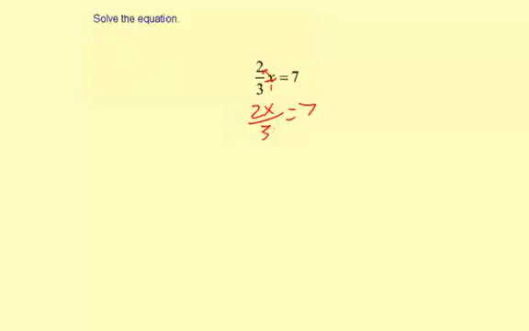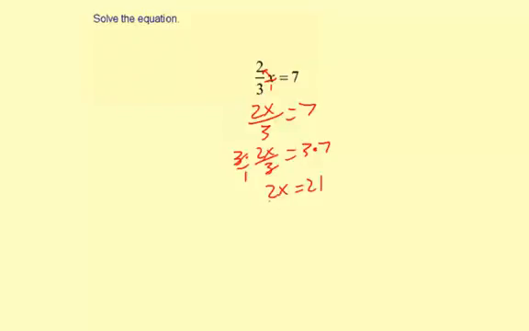So then there are two steps to solving. The first step is you want to get this divided by 3 away from the 2x. So what you do is you multiply both sides of the equation by 3. So it's 3 times 2x over 3 equals 3 times 7. And then this 3 divided by 3, those cancel out. So then you have 2x equals 21.